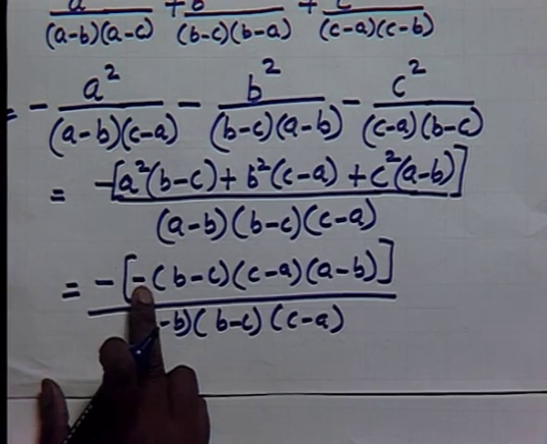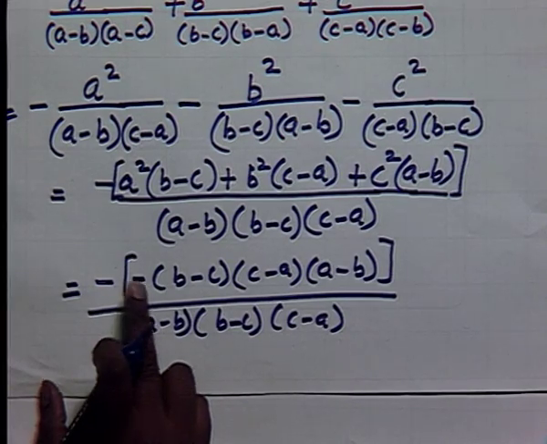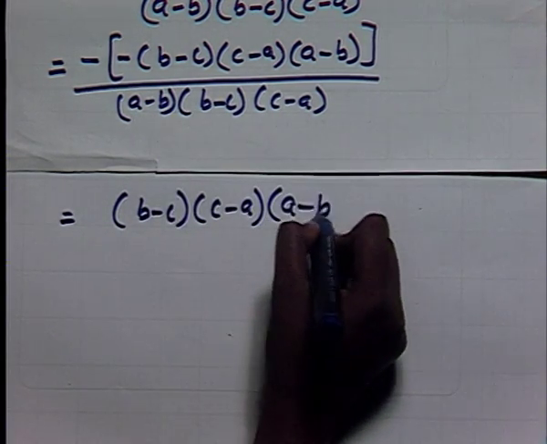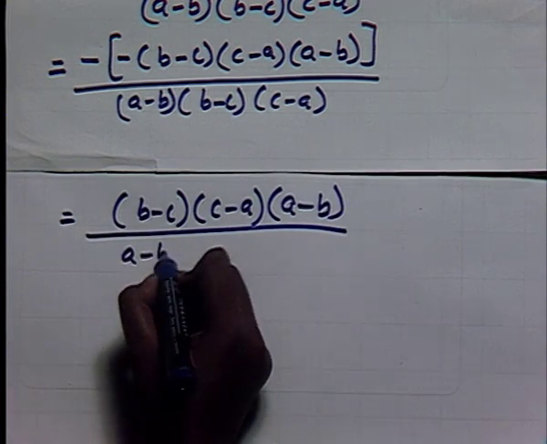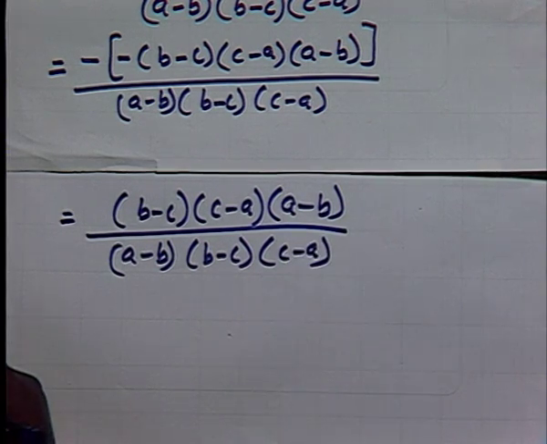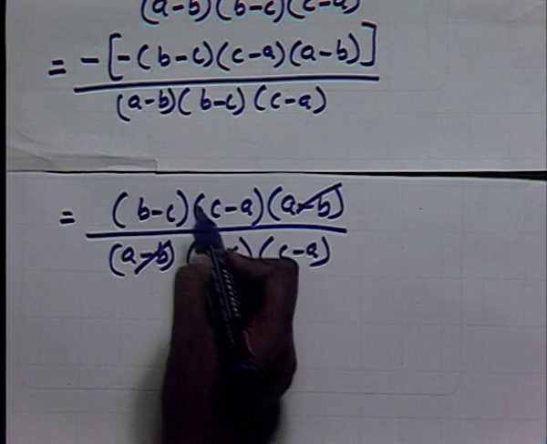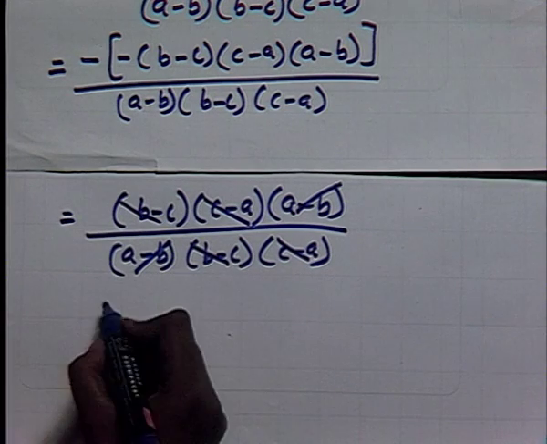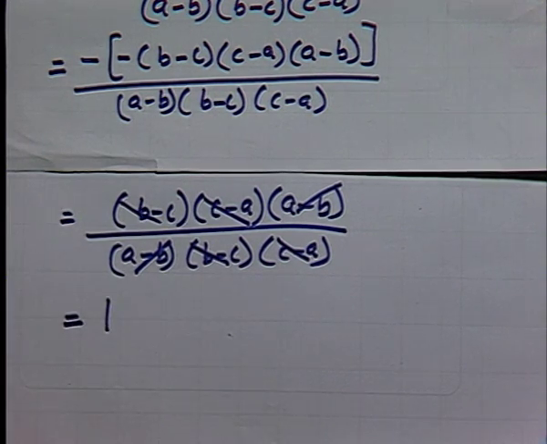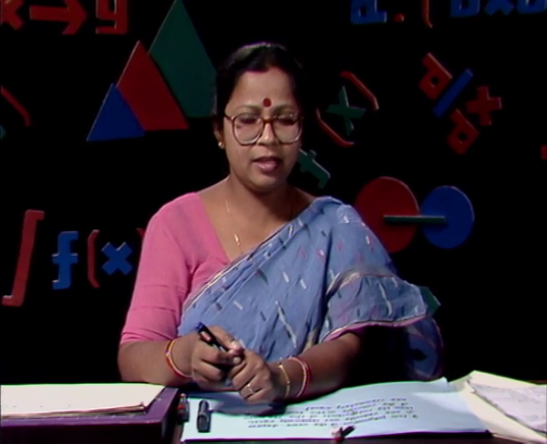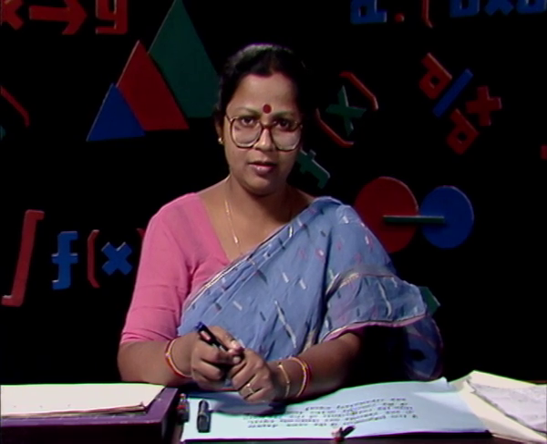This negative sign and this negative sign combines and we get plus sign here b minus c into c minus a into a minus b upon a minus b into b minus c into c minus a. These factors cancel out from both the numerator and the denominator, and the answer is 1. You have studied about factor theorem in 9th class. Sometimes we use factor theorem also in factorizing cyclic expressions.